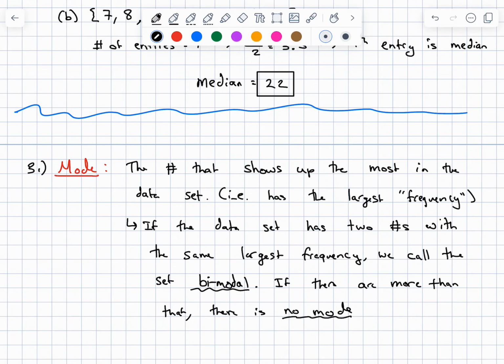So mode, not super useful, but it is a way of finding an average.